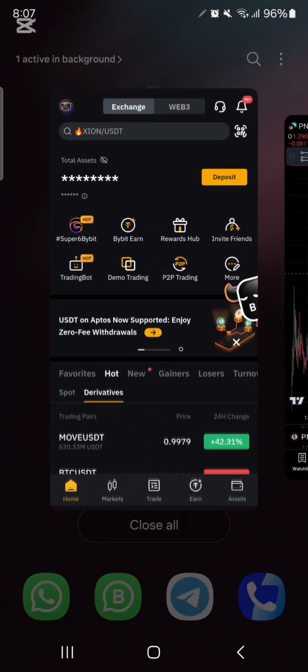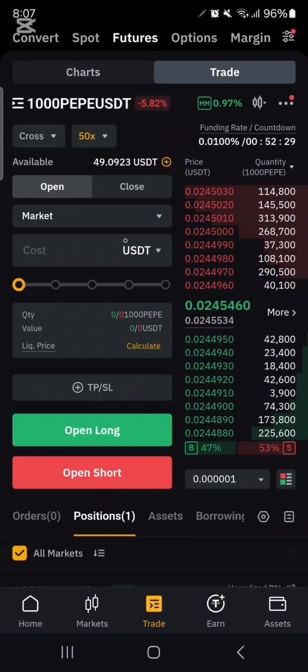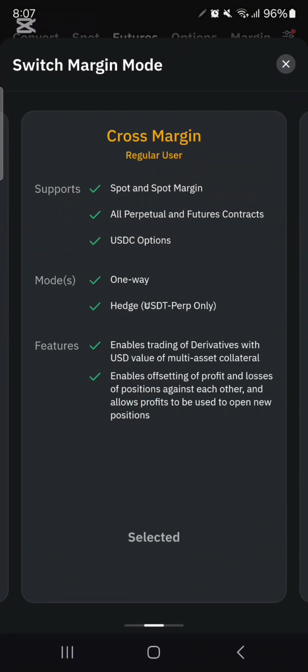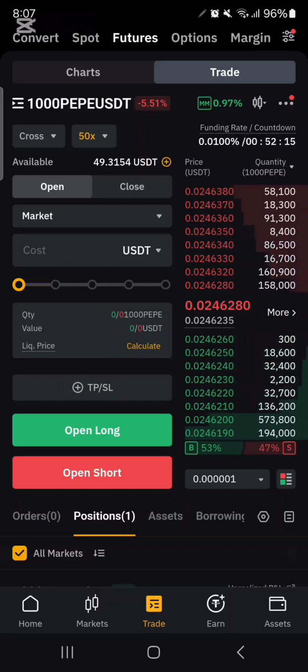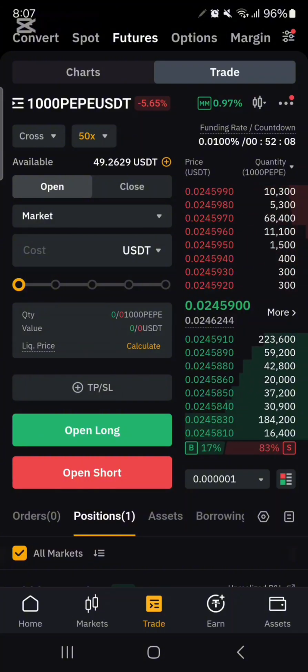So let's come to Bybit. Here we have cross margin, we have isolated margin. So what is isolated margin? Isolated margin means your margin, where we have liquidation, your capital will not be affected when you're trading. Let's assume you're on negative, your margin is your collateral. After your margin, that is the end.